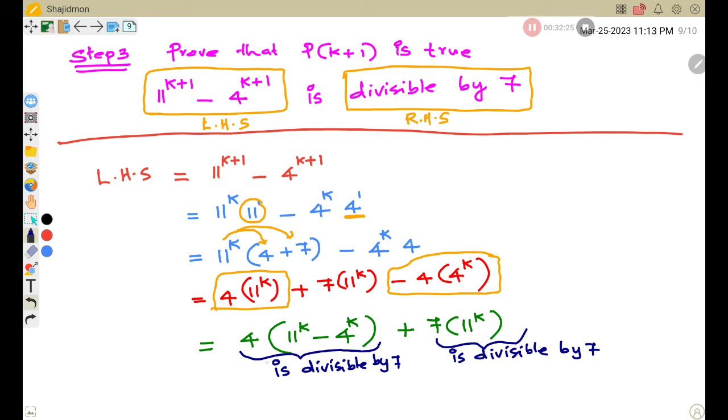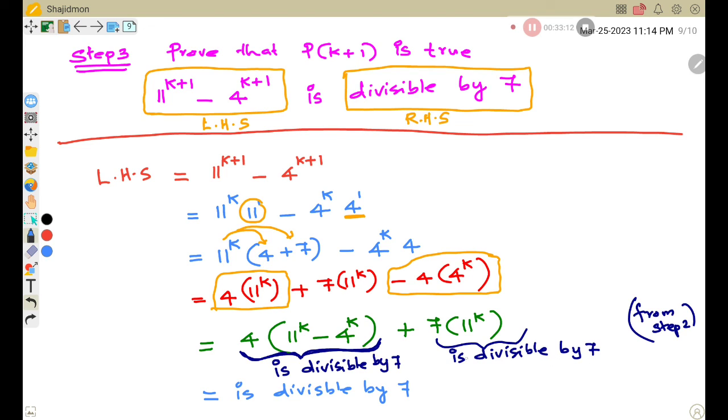First one, the first part is from step 2. Already we assumed that one. This first part, 4 multiply 11 power k minus 4 power k, that is from first part, it is divisible by 7 from step 2. Second one, 7 multiply 11 power k means this number we can divide by 7, because 7 is there, we can cancel, we will get an integer number. That's why it is divisible by 7 here. So totally what we can write, first term is divisible by 7, second term also divisible by 7. So totally what we can say is divisible by 7.